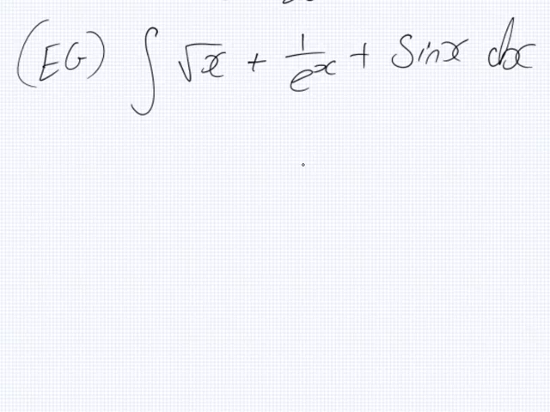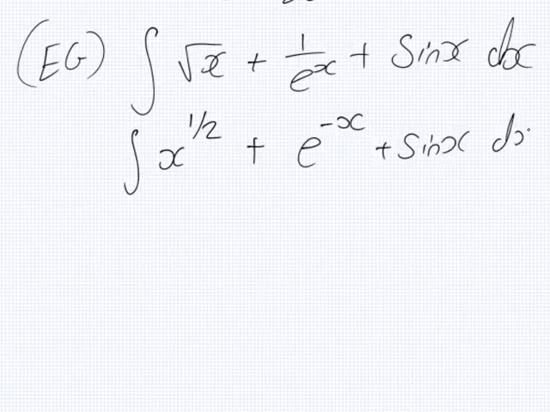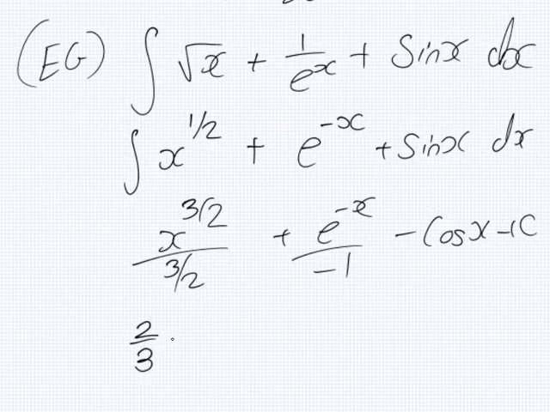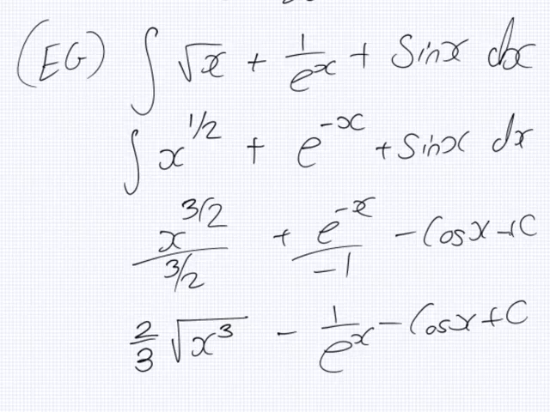Yeah? Now, we have this one. So, first I should change this into x power a half. And also I should change this into e power minus x. Now I can use my formula book. This is x power 3 over 2 over 3 over 2, and this would be e to the minus x over minus 1, and this would be minus cos x plus c. So this would be 2 over 3 square root x cubed minus 1 over e to the x minus cos x plus c.